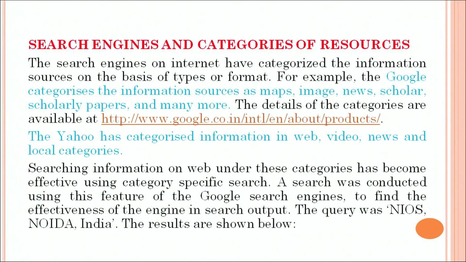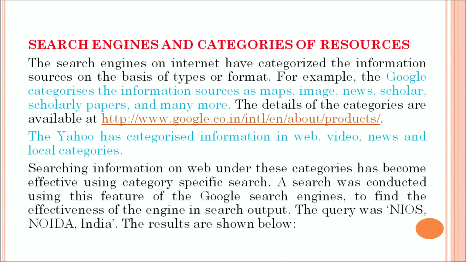Now, search engines and their categories of resources. Search engines on the internet have categorized information sources on the basis of type or format. For example, Google categorizes information sources as maps, images, news, scholarly papers, and many more things. The details of these categories are available on the link we are showing you. Yahoo has categorized information in web, video, news, and other local categories. Searching information on the web under these categories has become effective using category specific search.